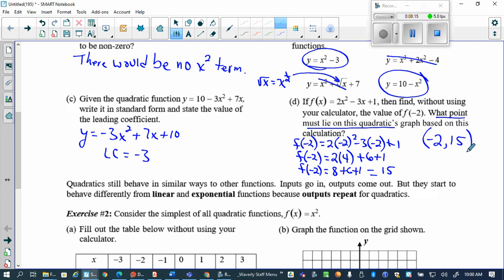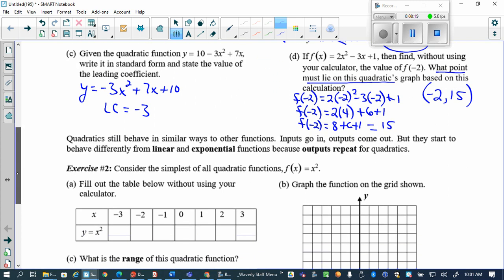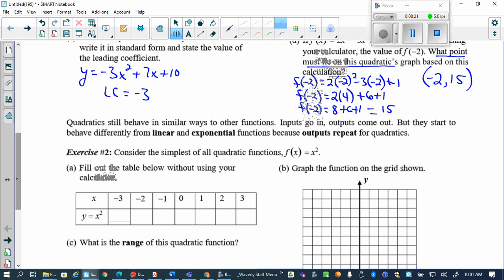All right, so what do they say down here? Oh, good. They talk about inputs go in, outputs come out. We know that already, right? But they're definitely different than linear and exponential. Remember exponentials? They kind of just go up like that, or they go down and never actually hit 0 kind of thing. It says the outputs end up repeating, right? For certain inputs, the outputs will just repeat, get the same thing, won't they?